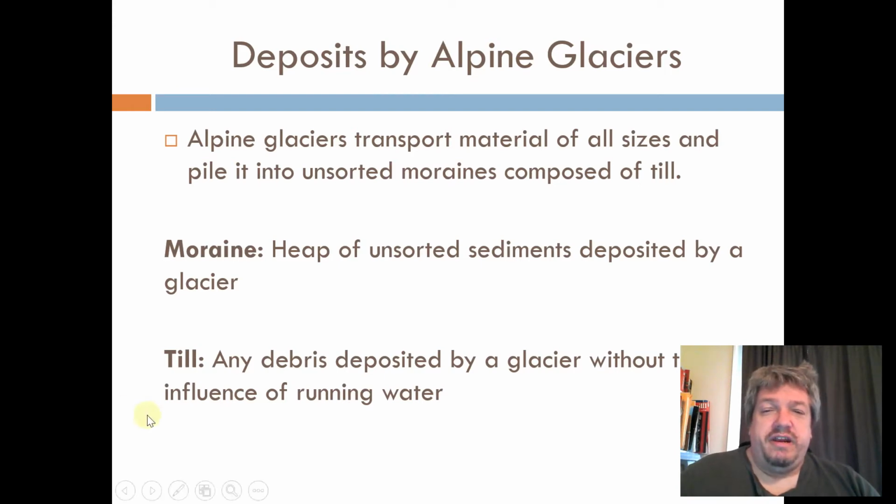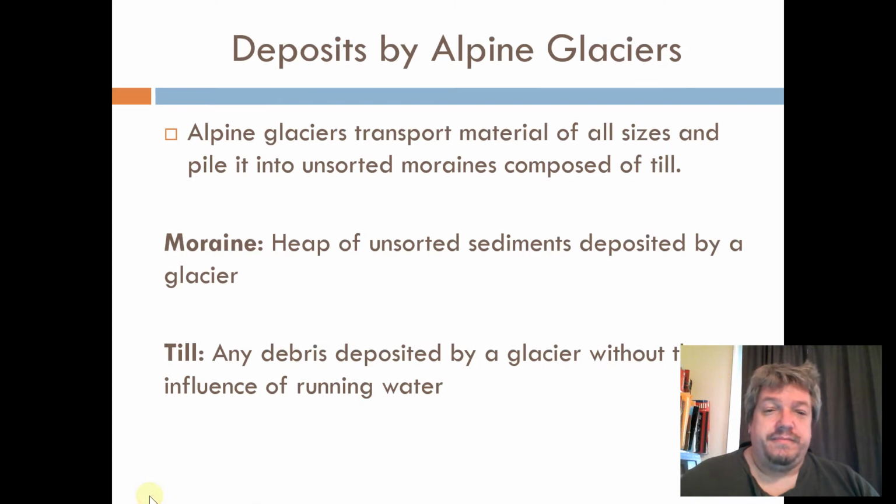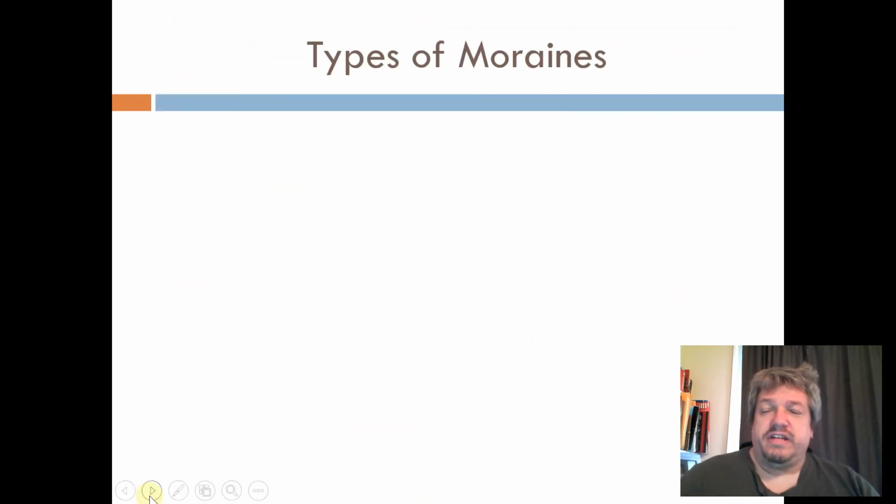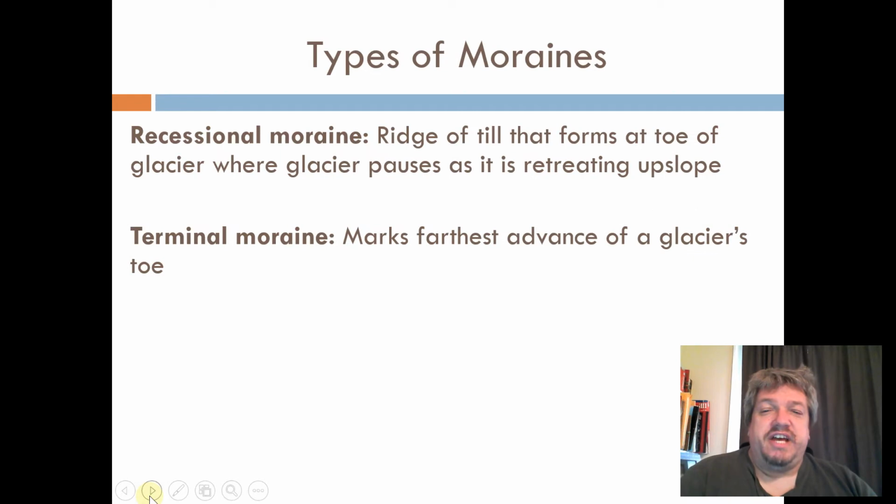So a moraine is just basically a heap of glacial sediments deposited by a glacier. The glacier pushes things with it on the sides and leaves it. And the moraines are composed of till. Till is just a kind of fill, it's unsorted. So we have several types of moraines. The recessional and the terminal are the two most important.